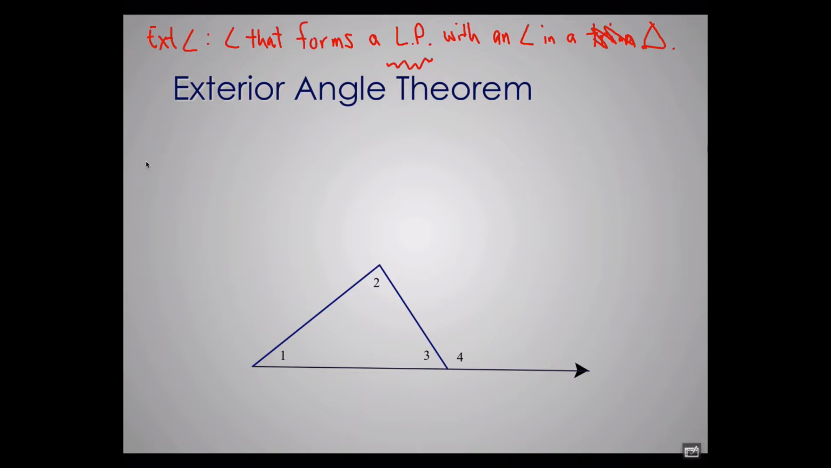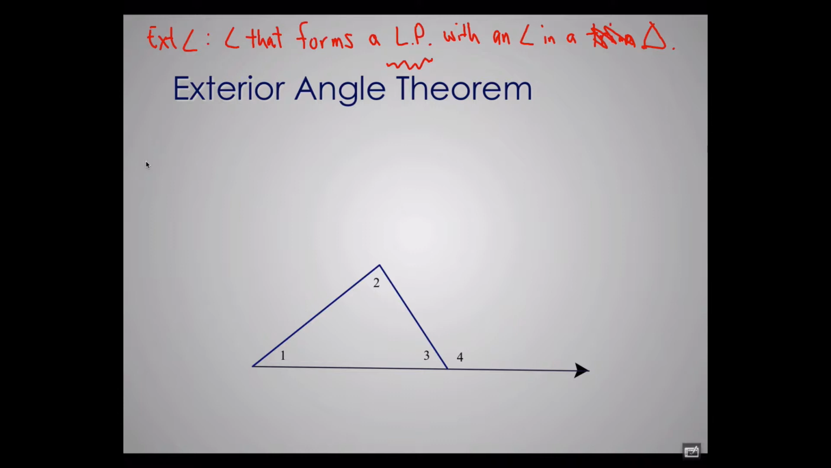All right, go. One time. Here we go. Angle 1 plus angle 2 equals angle 4. Prove it.